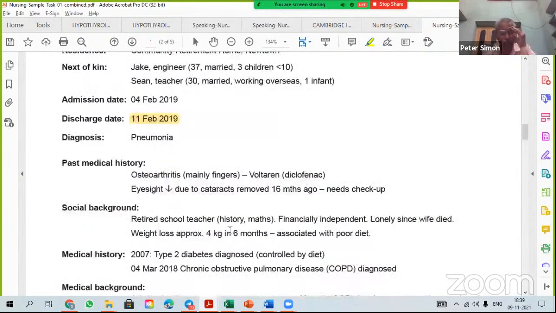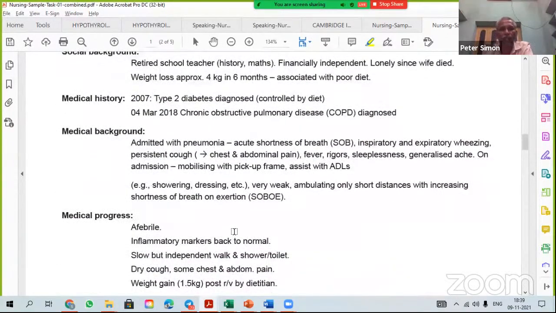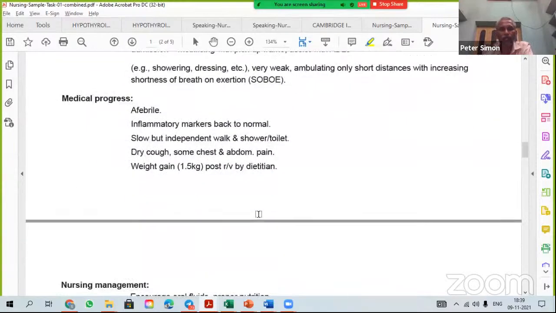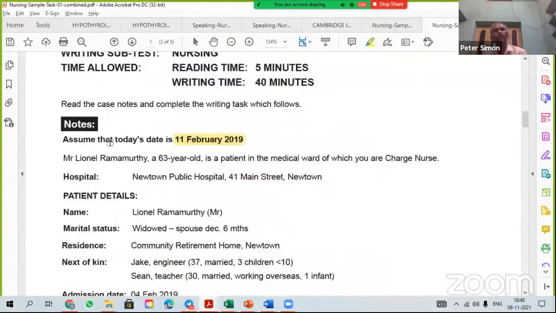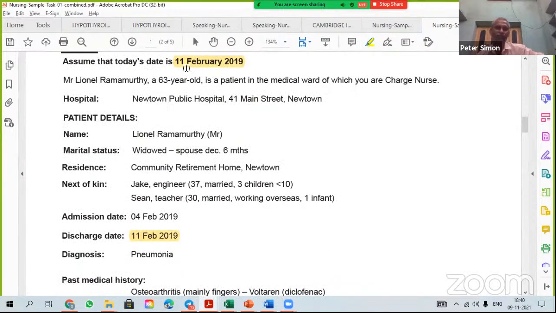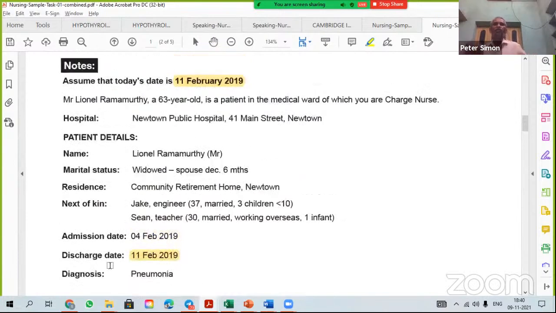Now you can see here. Okay. Anywhere else? Okay. This letter will accompany Mr. Ramamurthy back to the retirement home upon his discharge tomorrow. So tomorrow is the discharge date. So assume that today's date is 11 February 2000. Actually, they gave a mistake here. So discharge date is 11 February, so today's date is 10th February. So that's a mistake here in the official question paper. So that is very clear. Discharge date is 11 February and tomorrow he is getting discharged.